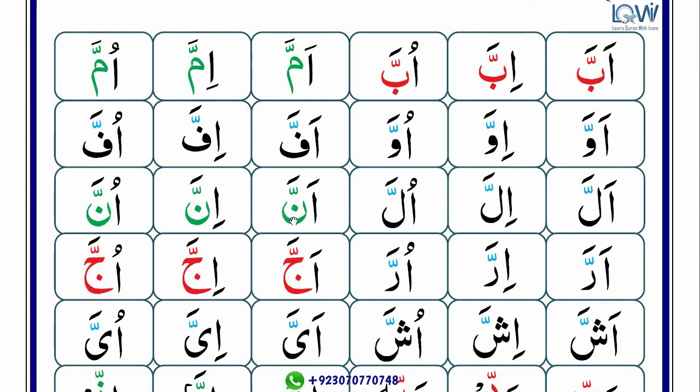Next letter is Noon and Noon is Mushaddad. That's why we have to read with Gunna. Hamzah Noon Zabar An. Noon Zabar na. Anna. Hamzah Noon Zir In. Noon Zabar na. Inna. Hamzah Noon Pesh Un. Noon Zabar na. Unna. Now without spell. Anna, Inna, Unna.